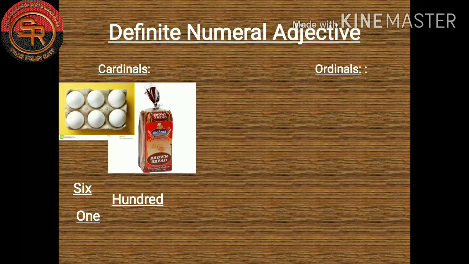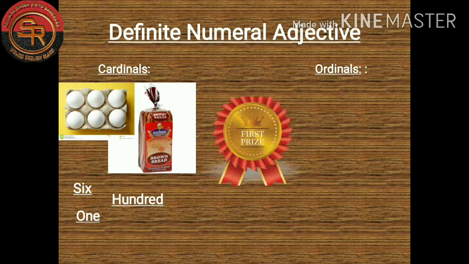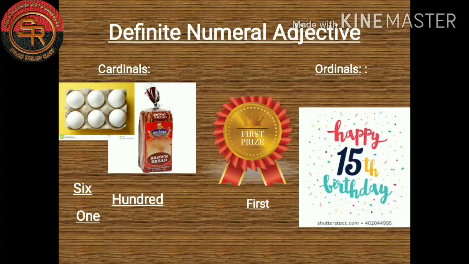Next we have the ordinals. Ordinals generally give us the idea of indicating an order, like first, second, third. See, this is the picture of a medal. So we can say, for example, I got the first prize. Next we can say, see, happy 15th birthday. So look at the word 15th, that is also indicating an order. These words refer to the position of something in a series.